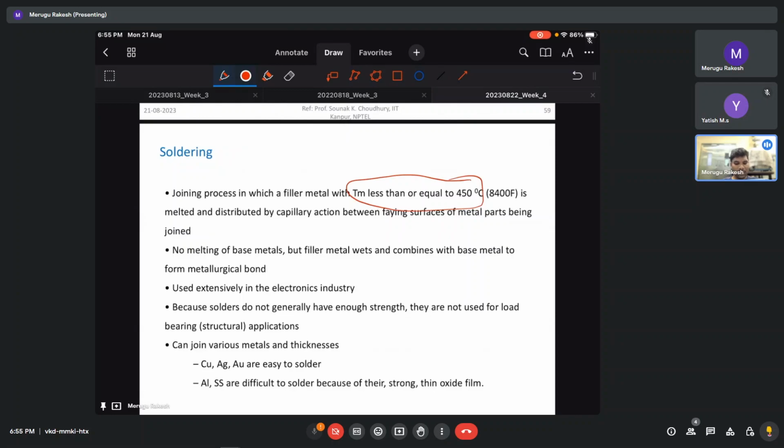Can join various metal thicknesses. Copper, Ag, Au are easy to solder. Aluminium and stainless steel are difficult to solder because of their strong thin oxide film.